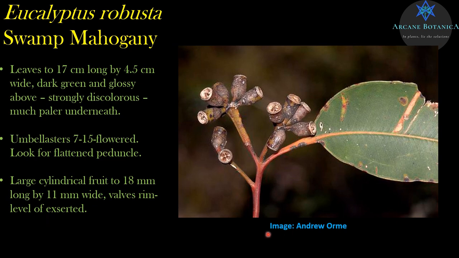Just another photo of the fruit. This is on PlantNet, Andrew Orme. You can really see those elongated fruit. Have a look at what the valves are doing in there. I thought the valves might have been enclosed or rim level, but they say they're exerted or rim level, so maybe they get slightly exerted, but they look to me here like they're well and surely inside the fruit. But look out for those anyway. The shape is what you want, and normally you can find them on the ground in pretty good numbers.